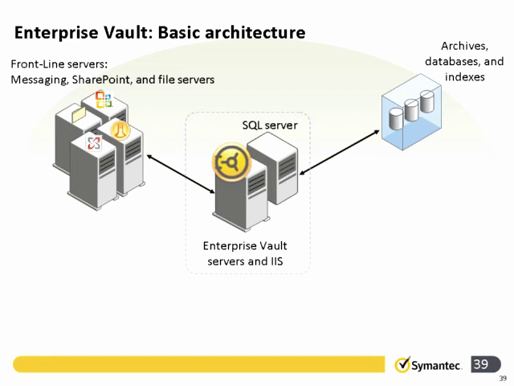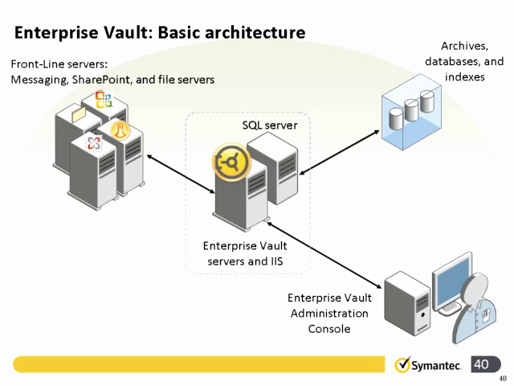Well, we're going to call these frontline servers. There's a variety of different frontline servers that we support archiving for, including file servers, SharePoint servers, Exchange servers. But again, this course is going to concentrate on the Exchange server environment. We need to have some mechanism to manage this. The mechanism that we're going to use to manage this environment is called the Enterprise Vault Administration Console.